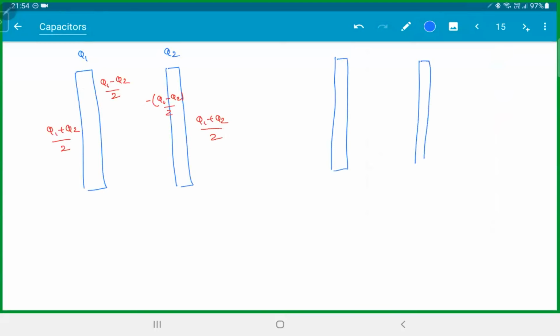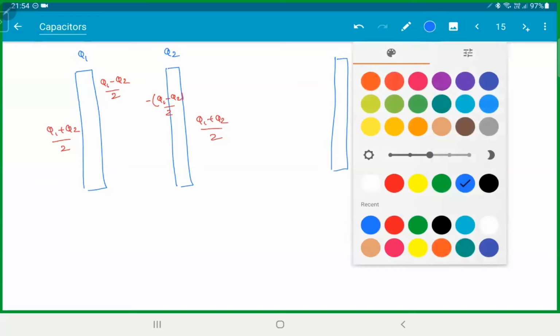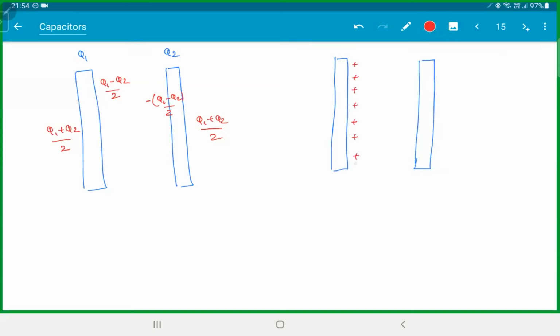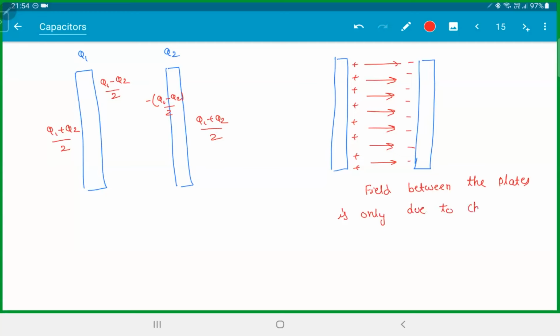When you take the field between the plates, the field between the plates is due to which charges? It is only due to the inside charges, isn't it? Because if you remember, this is the conductor shielding effect. The field inside will be only due to the inside charges. The field between the plates is only due to charges on the inner surface. And that field will be sigma by epsilon. So sigma here is nothing but Q1 minus Q2 by 2 into area into epsilon.